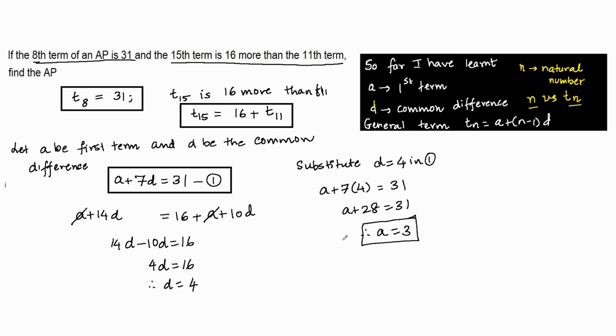So the first term of the AP is 3 and the common difference is 4, and this is how we can find the AP. Therefore the AP is going to be, the first term is 3, the second term is A plus D, that is 3 plus 4 is 7, then 7 plus 4 will be 11, 11 plus 4 is 15, and 15 plus 4 is 19, and so on, right? So this is the required AP, and this is how we solve this particular question. Again, framing the equations and using the general term, I was able to find the values of A and D. So again, pausing for a few seconds before moving on.